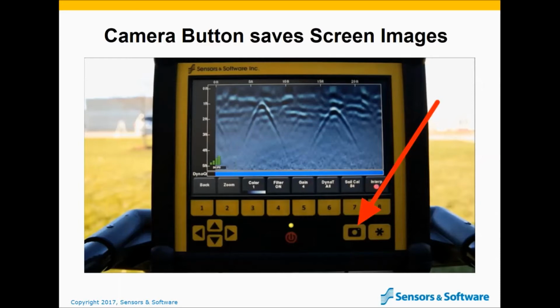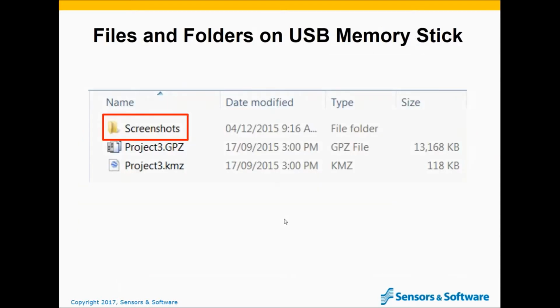One is here, attached to the project file, the GPZ file. The other place is a folder called Screenshots that is created when you insert a memory stick into the DVL and copy the data onto it. What we have seen is that the GPR Summary Report is pre-populated with the screen captures from the field. In fact, you can do your whole GPR Summary Report using only screen captures if you want.